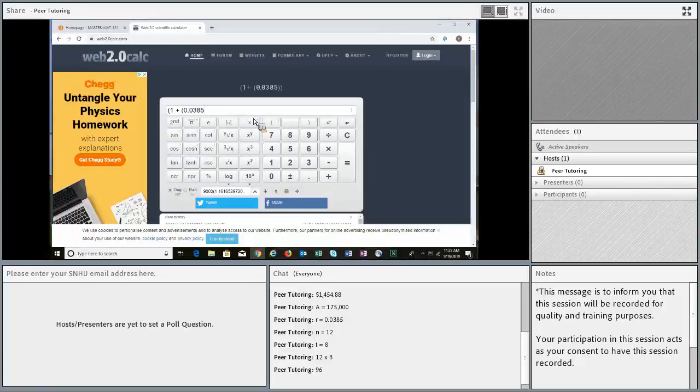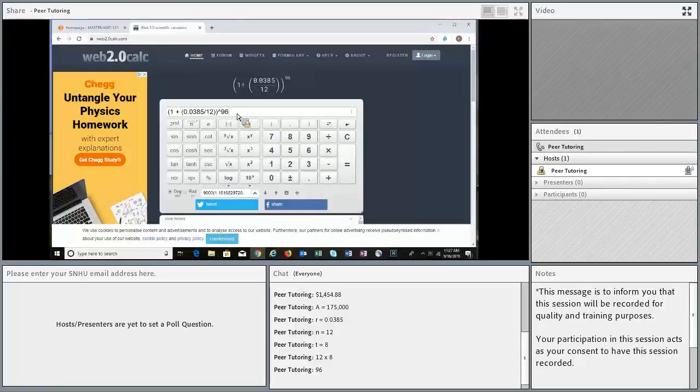I'm going to keep my parentheses, 1 plus, keep these in parentheses here, 0.0385 divided by 12, just like that. And again, you can raise this to the 96th power right here. Let's try this since this is something different than we did before. All right, so it looks really nice up here, doesn't it? I love that screen. It's just nicely displayed instead of just entering it into the calculator as we typically do.